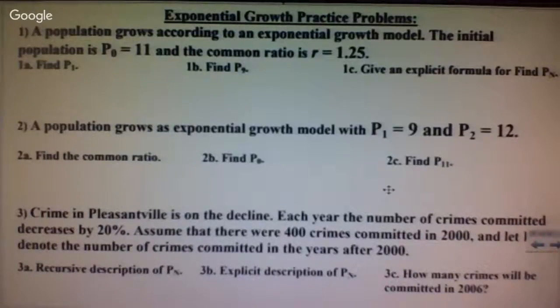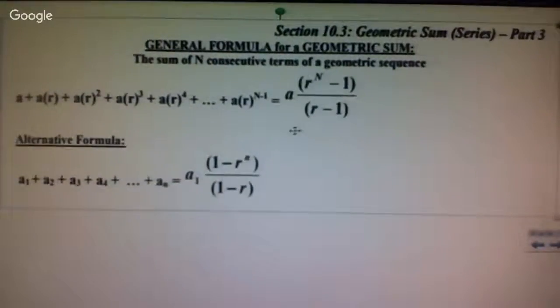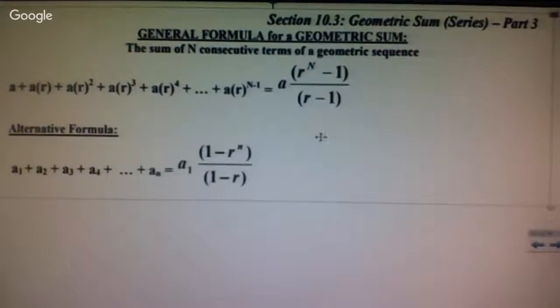Actually, these are practice problems, so we can skip these. Yay! Okay. So, let's talk about the last set of problems that I need you to be aware of. Just like arithmetic, we had an equation to find the sum of all of the numbers listed. There is an equation to find the sum of all of these numbers listed.